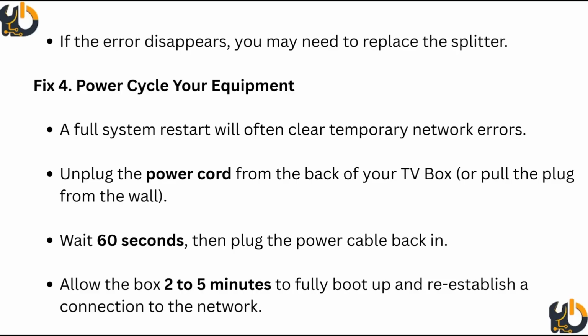Fix 4. Power cycle your equipment. A full system restart will often clear temporary network errors. Unplug the power cord from the back of your TV box or pull the plug from the wall, then wait for 60 seconds and then plug the power cable back in. Allow the box 2 to 5 minutes to fully boot up and re-establish a connection to the network.